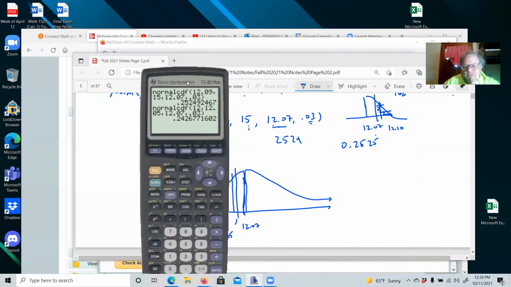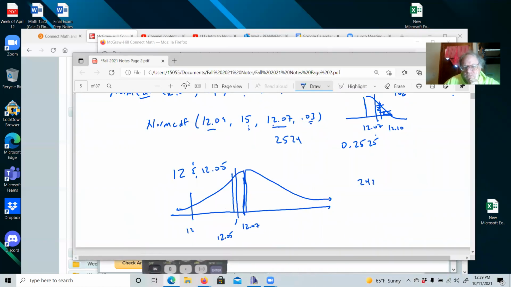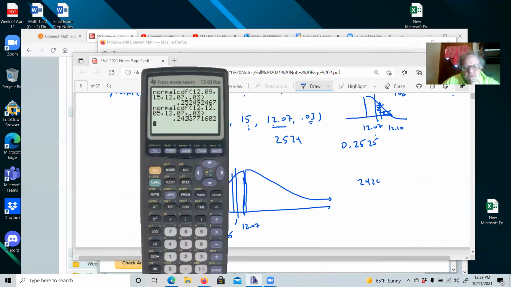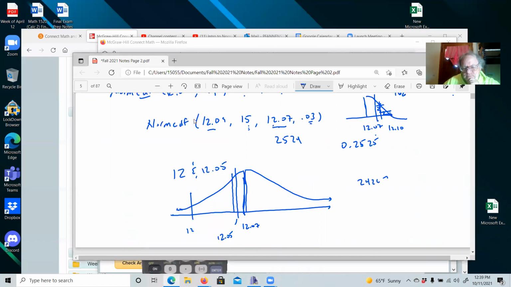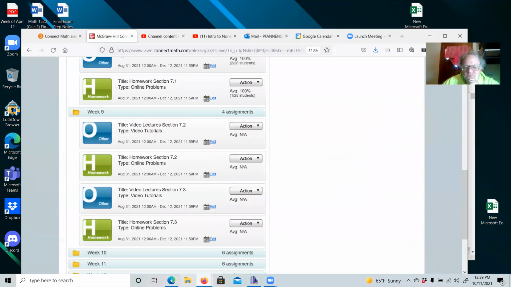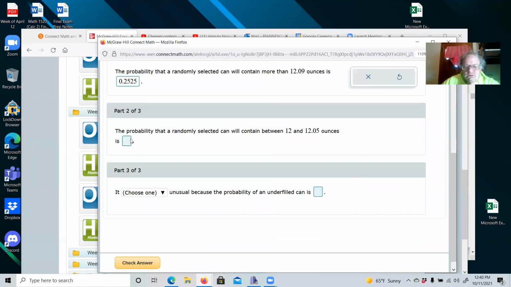And again, it's about 0.2426, 7. So that's going to round up. We have 0.2427. Okay. Oops, wrong one. Okay. 0.2427. Would it have been usual to have an underfilled can?